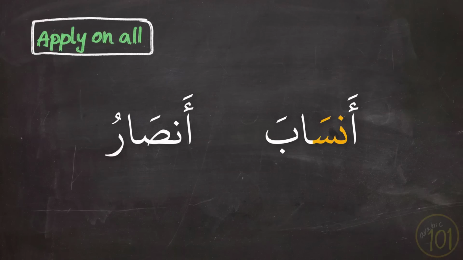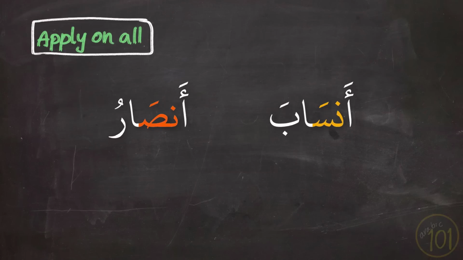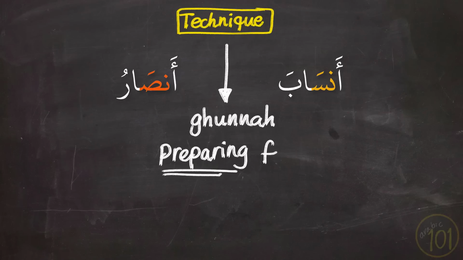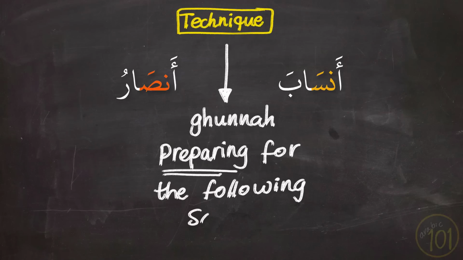But we say an-sar, since sad is a heavy letter. And to achieve this result, we'll simply apply the technique we learned, which then enables us to pronounce the ghunnah correctly in accordance with the letter that follows.